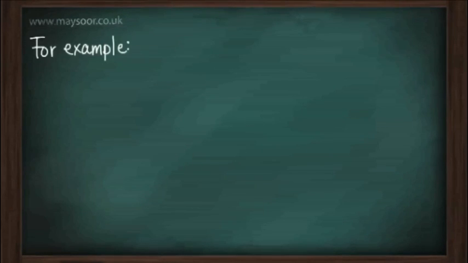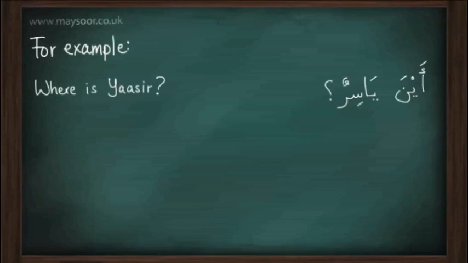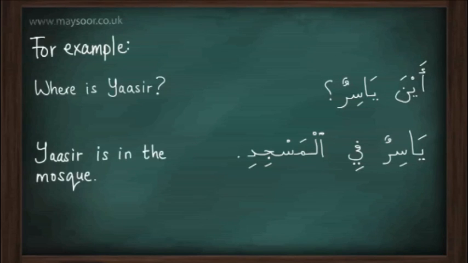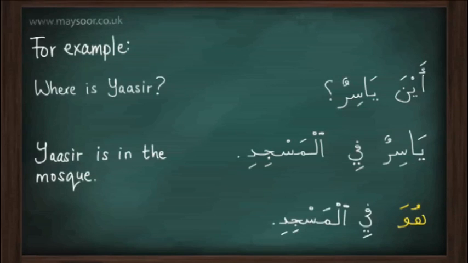For example, Ayna Yasir? Where is Yasir? We can say Yasir fil masjidi, which means Yasir is in the mosque. However, instead of saying Yasir fil masjidi, we can reply by saying Huwa fil masjidi. He is in the mosque.